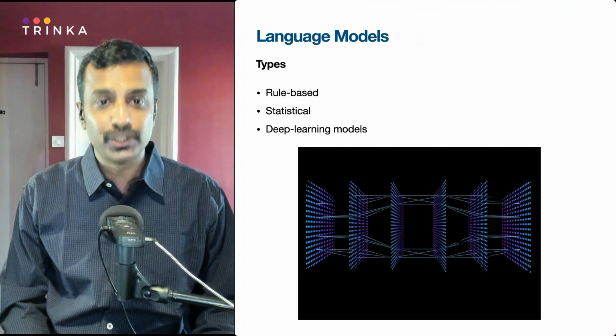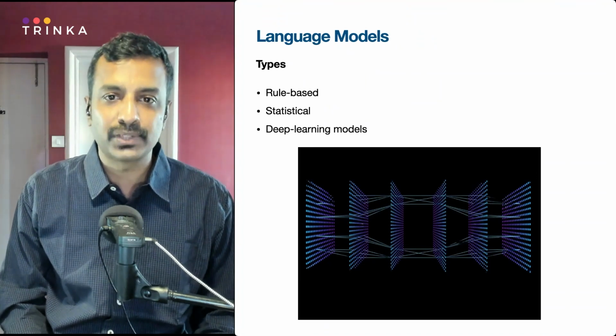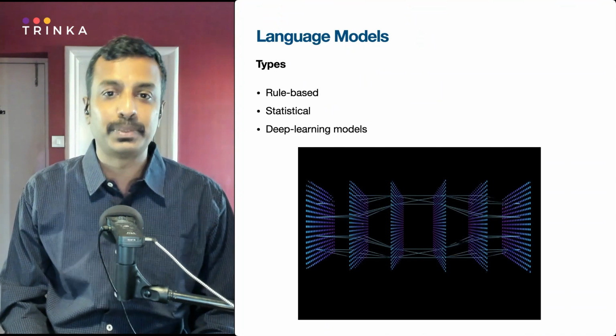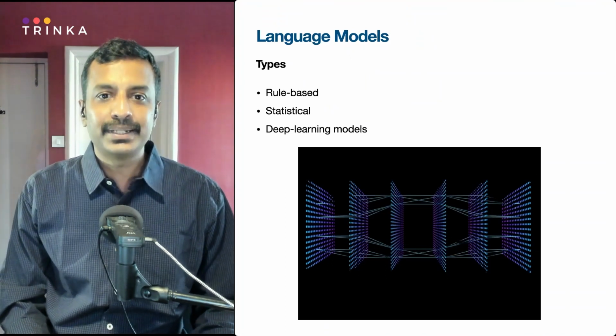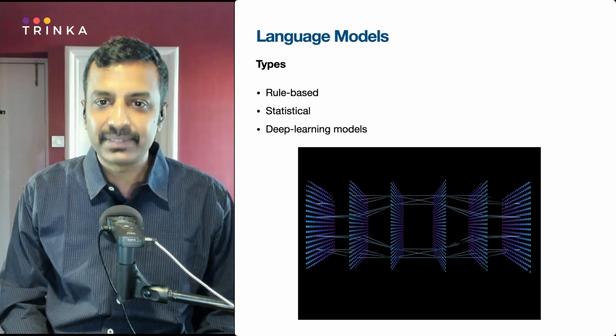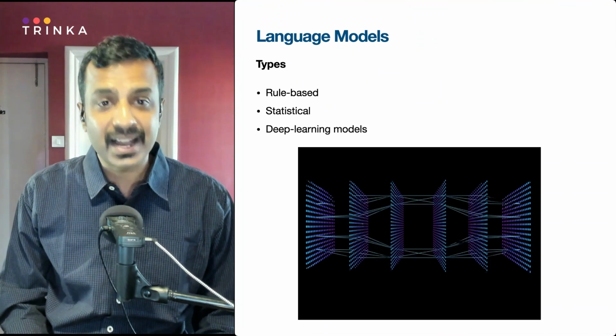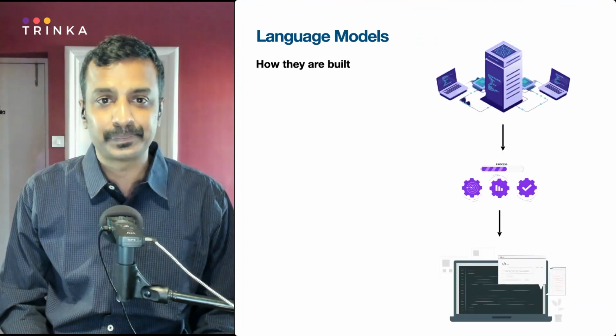These models use neural networks to analyze large amounts of text data, allowing them to learn complex patterns and relationships between words. Deep learning models are often able to achieve higher levels of accuracy than other types of language models, especially when working with large and complex data sets.